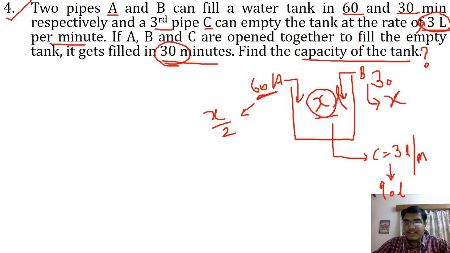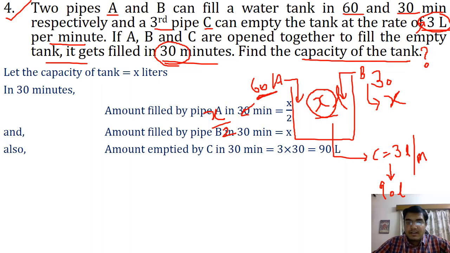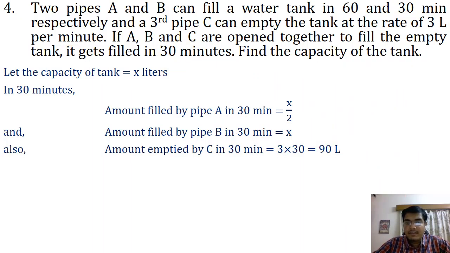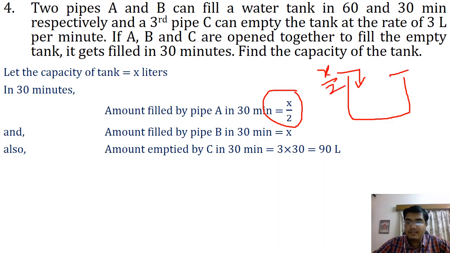Now what this says is, we have to fill the empty tank in 30 minutes. So what is happening? Let our capacity be X liters. So the amount filled by pipe A in 30 minutes, we took it as X by 2. Similarly, by pipe B, we took it as X, and pipe C, we took it as 90 liters. That 90 liters would get ejected out, and the capacity was X.